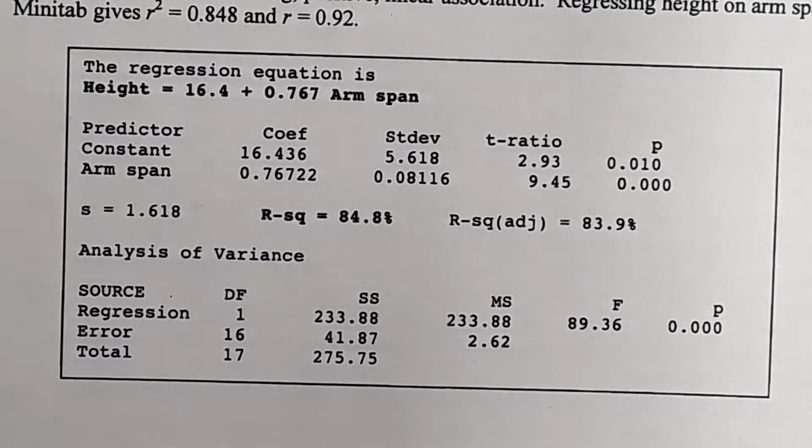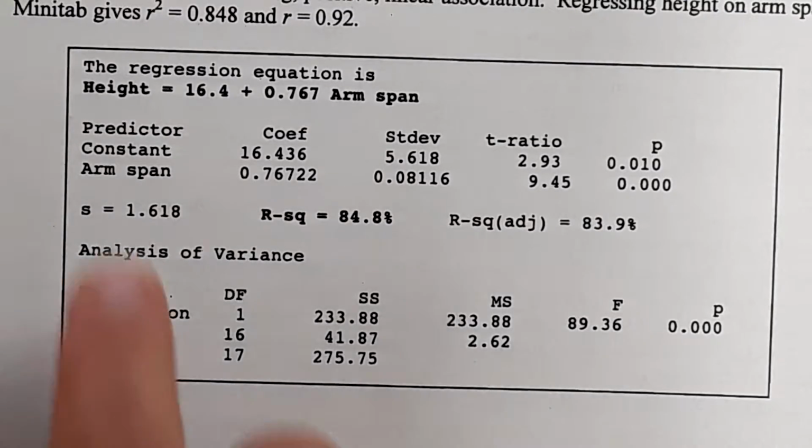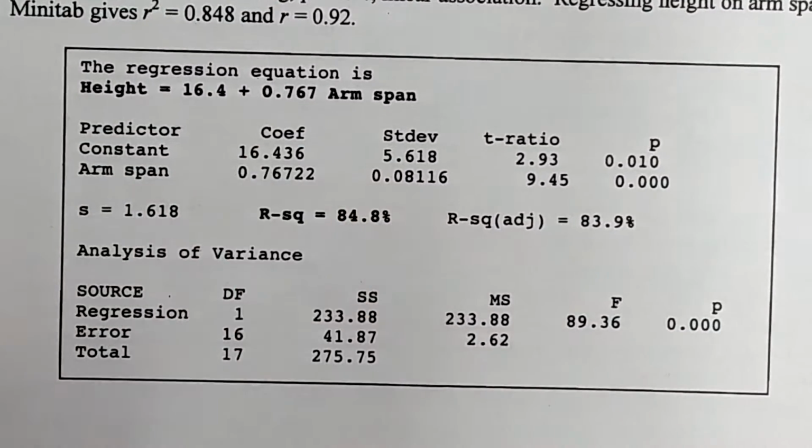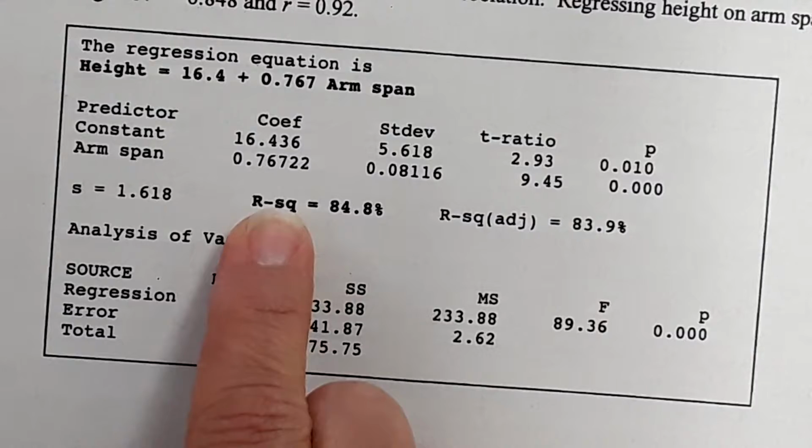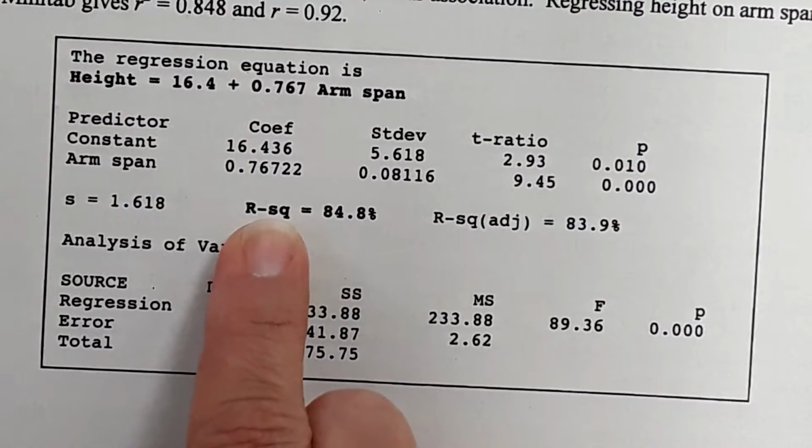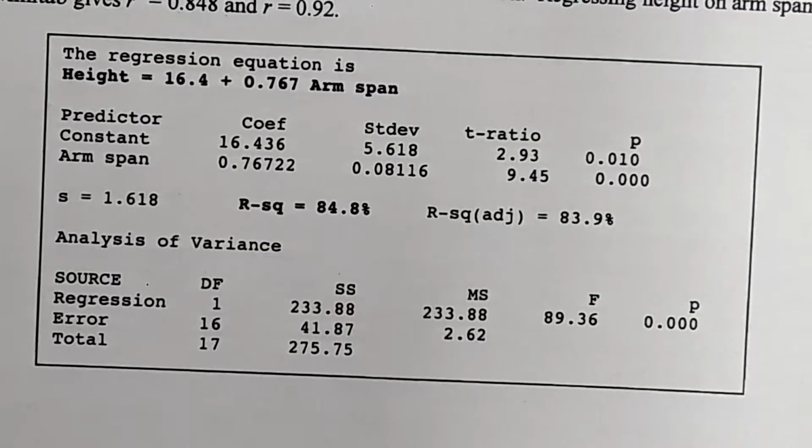So we did this question, you guys, when we did chapter 3, we did a question like this. So again, constant is your y-intercept. Arm span is your slope. Now we're going to talk a little bit about what everything else is.